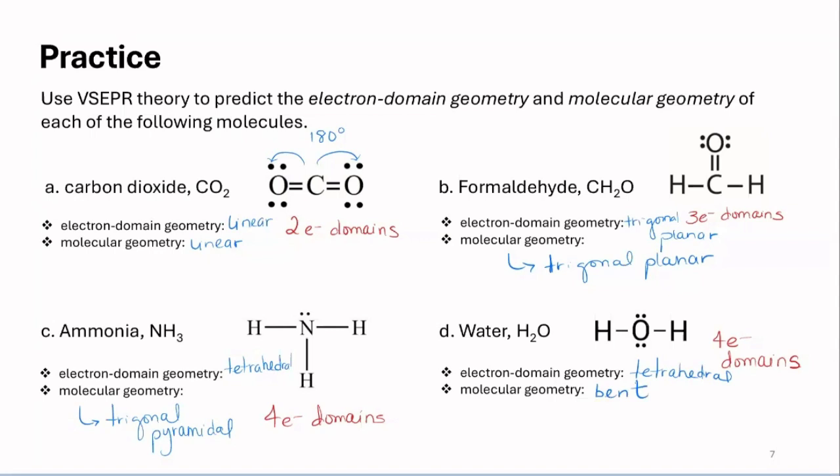Let me now include the angle degrees for each one of those molecules. On letter B, because we have a trigonal planar molecule, the atoms are separated by 120 degrees. In ammonia and water, because they are tetrahedral, and due to the lone pairs on the central atom, both of them are going to be less than 109.5 degrees.